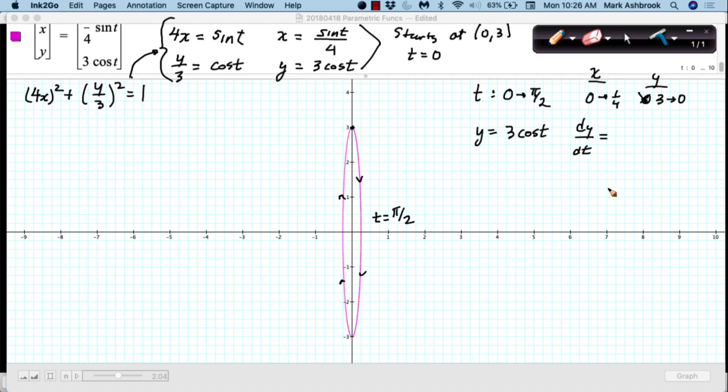What's dy dt? Negative 3 sine t. And at pi over 2, what's the value of that? So what does the rate of change tell us? The rate of change tells us how y is changing with respect to t. At pi over 2, dy dt equals? Negative 3, right? What does that tell us? If dy dt is negative 3, what does that tell us about how points are being generated here?